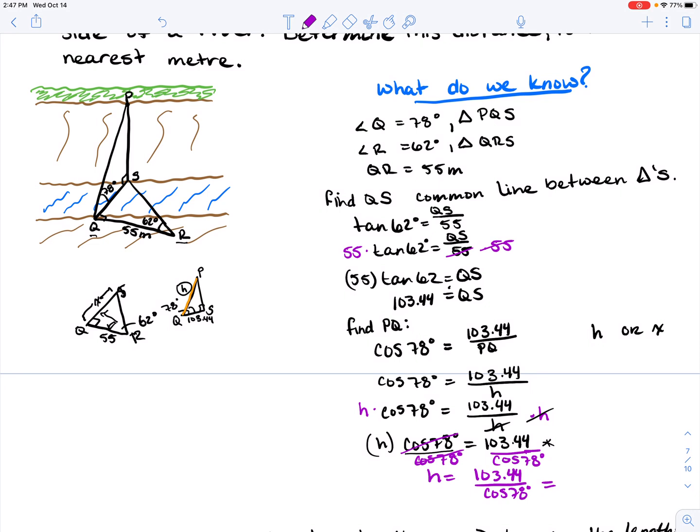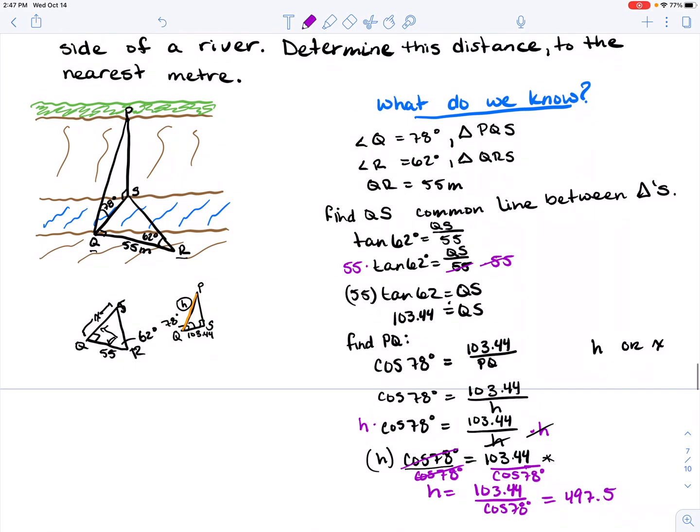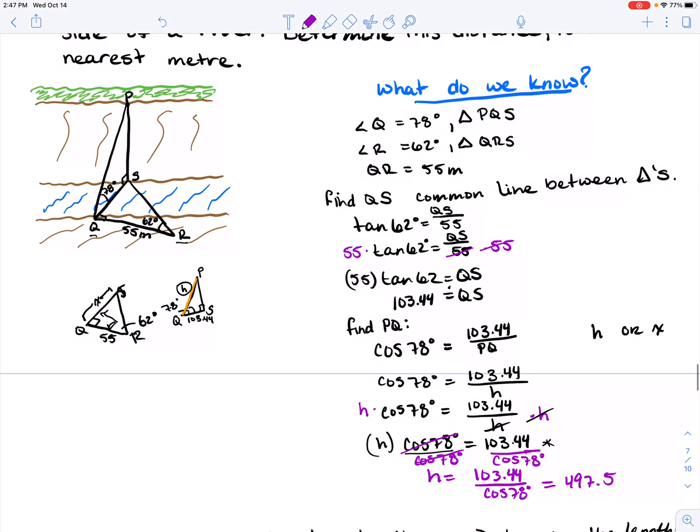And if you put that in your calculator, you will find that it comes out to 497.5, and they wanted the determined distance to be to the nearest meter. So that means it's approximately 498 meters.